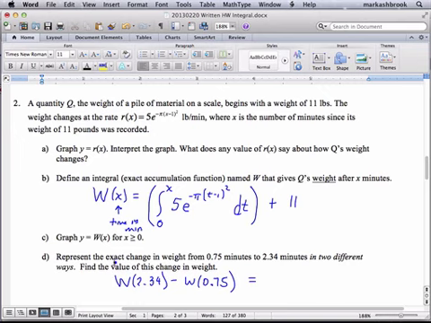Integral? We want exact, right? So if we're doing exact, it's got to be the integral from 0.75 to 2.34 of r(t) dt. Yep. Exactly. Plus 11, right? Oh, you're saying no. Why not? Why not plus 11?